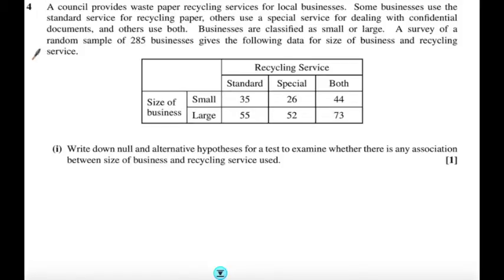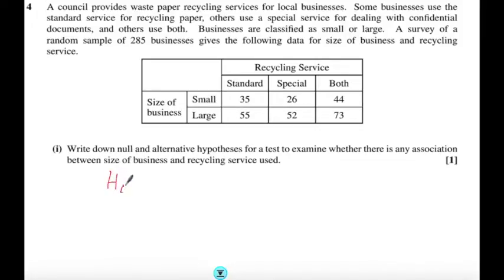Right, question 4. A council provides waste paper recycling services for local businesses. Some businesses use the standard service recycling paper, others use a special service dealing with confidential documents, and others use both. Businesses are classified as small or large. A survey of random sample of 285 businesses gives the following data for size of businesses and recycling service. Write down the null and alternative hypotheses for a test to examine whether there is an association between the size of business and recycling service used.